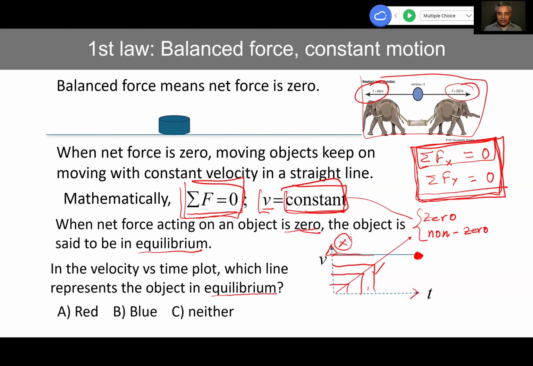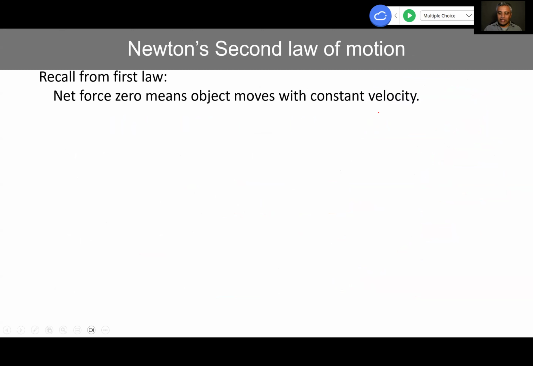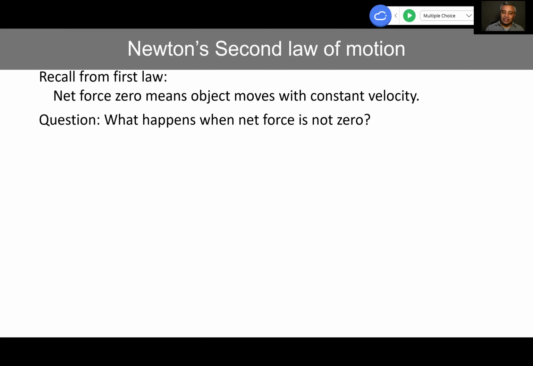Okay, so that's Newton's first law, which said net force 0 means the object moves with constant velocity. Now, what if net force is not 0? Then the velocity is not going to be constant, right? Obvious. So velocity not constant means the object is accelerating. So when net force is not 0, the object is going to accelerate.